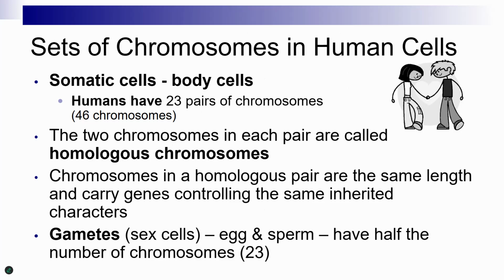The other type of cells are our gametes, which would be our sex cells. So we've got our eggs and our sperm. Each of those are going to have half the number of chromosomes. So eggs and sperm are only going to have 23 chromosomes. And the reason why is so that we can take our 23 chromosomes and combine it with somebody else's 23 chromosomes to make a full set, 46 chromosomes in the baby. So we have to reduce our chromosome number in half to make those gametes, so we can combine our half with somebody else's half to make a whole baby.